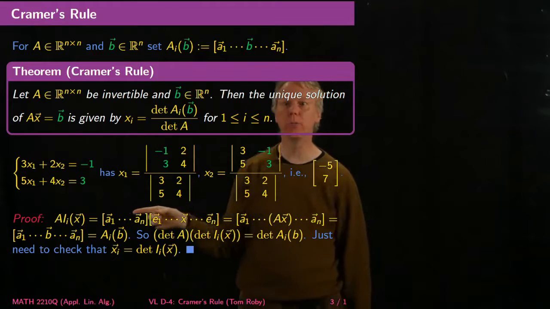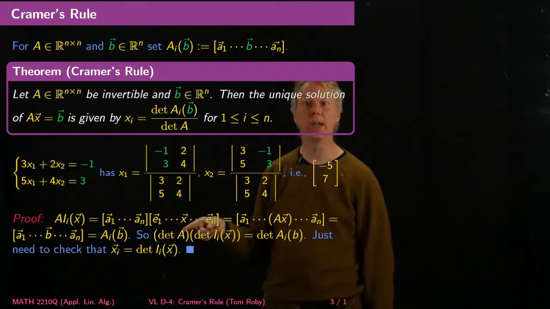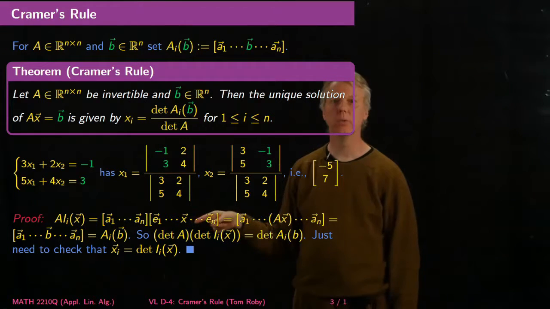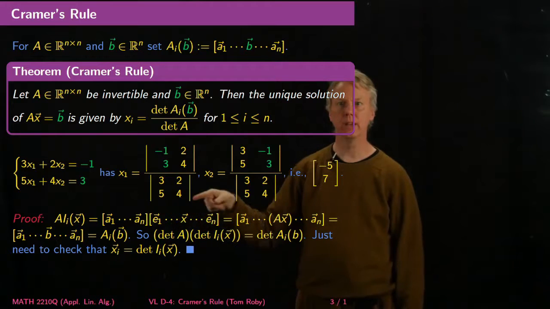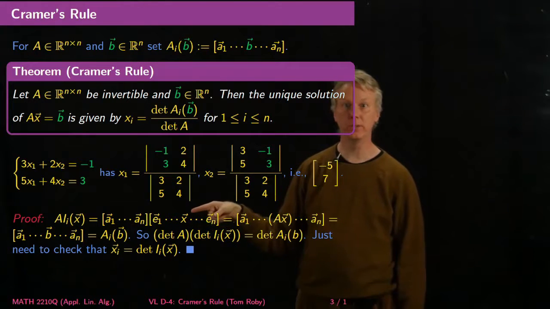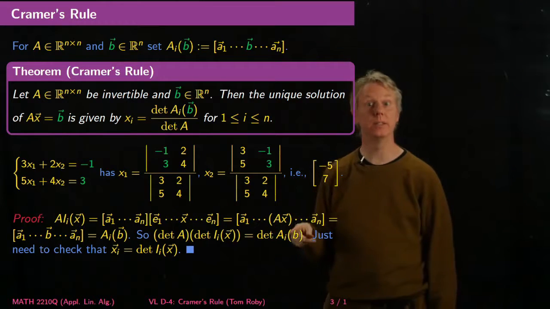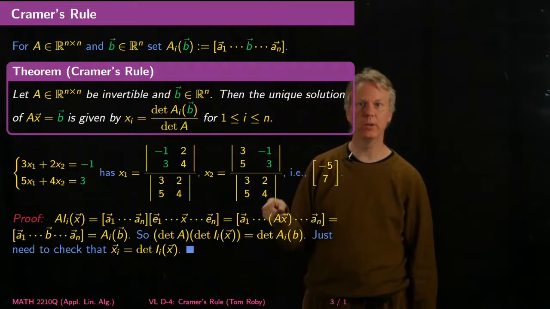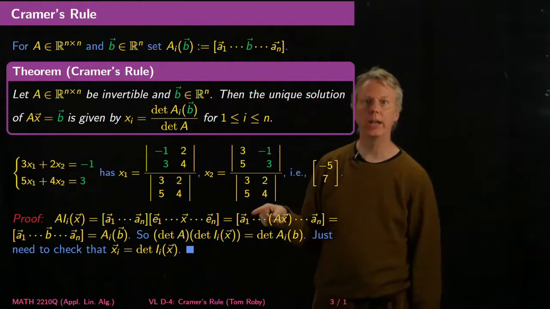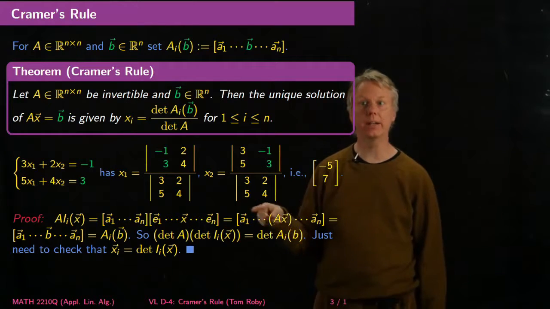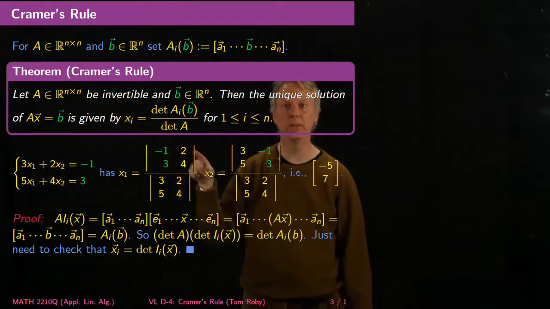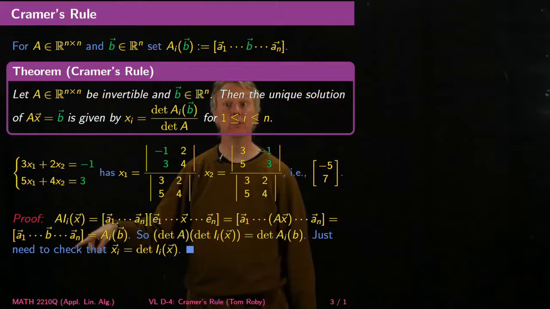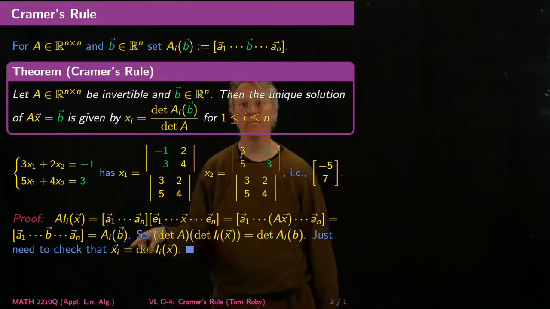And now let's see what happens when I multiply A times I_i of x. Well, what I really care about is what I'm going to get in this ith column, and this ith column will just be Ax, right? Because Ax means take the linear combination of these column vectors given by x. And the rest of it will just be the same as it was before. Now I know that Ax, if it's a solution, has to be equal to b, right? So this just becomes a1 dot dot dot b an, which by definition is just A_i of b.